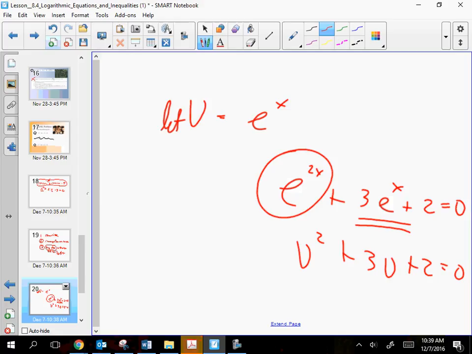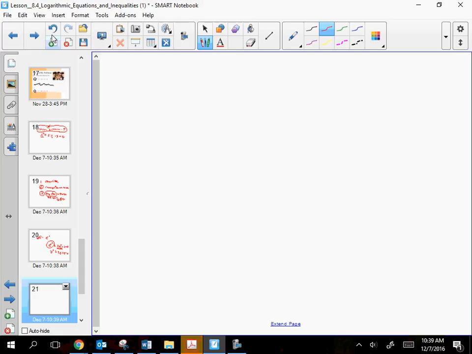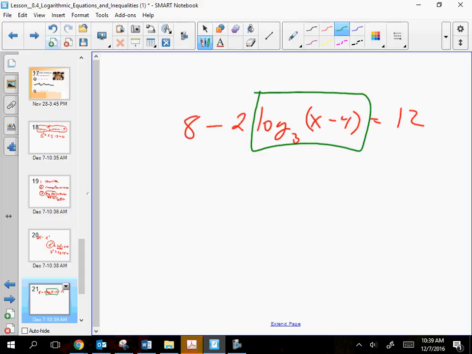All right, and the last one is if you have a bunch of stuff next to your log, then your first step would be to get the clump alone. This is the clump. And if I need to get that alone, I'd have to get rid of a few things. You'd start by subtracting 8, then you'd divide by -2, and then you can start thinking about rewriting or making common bases, or put in a log on each side, or multiply just one of the sides.